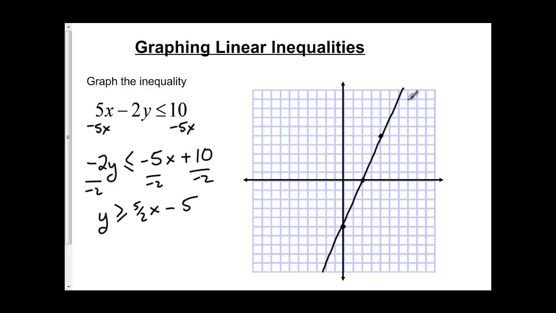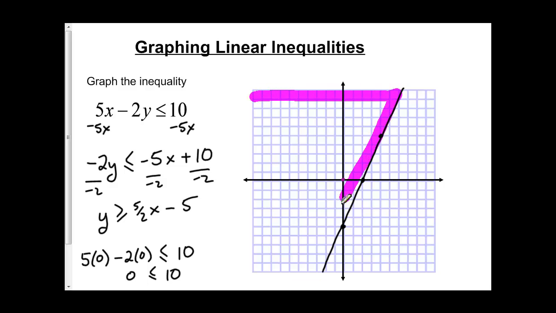So there's my line. Now I'm going to have to shade. I'm going to decide which side of my inequality to shade on. And the way I'm going to do that is I'm going to select a test point. Now I'm selecting my test point to be the point 0, 0, because it's very easy to calculate. So if I put it into my original equation, 5 times 0 minus 2 times 0 is less than or equal to 10, I get that 0 is less than or equal to 10. Now that's a true statement. 0 is less than 10. So I'm going to need to shade in the side that includes the 0. So what I'm going to do is everything on this side is going to become shaded in.